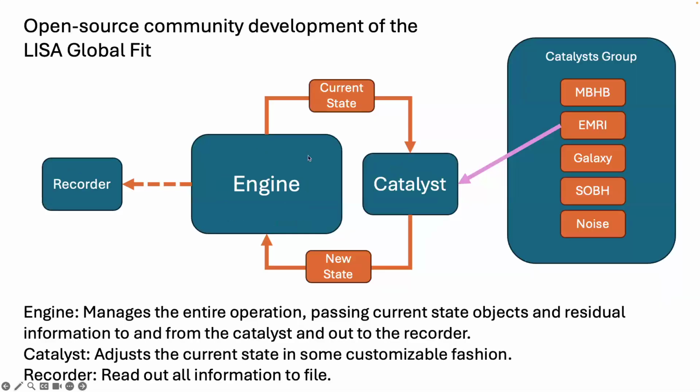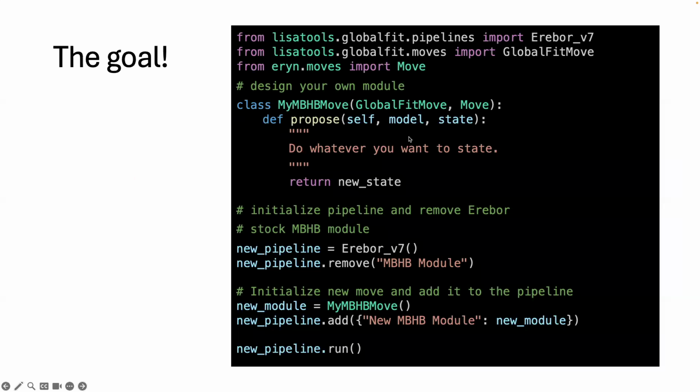Once again, this is a catalyst here. So we're talking about this thing up here being a catalyst. You can change the parameters, do whatever you want, use whatever waveforms you want in here. And what you'll do then is you'll initialize the pipeline, remove our massive black hole module if you want to, add your massive black hole module, and run it. So that's where I want to go. I want this to be like you can use everything else that everyone else has done and sub in your piece.